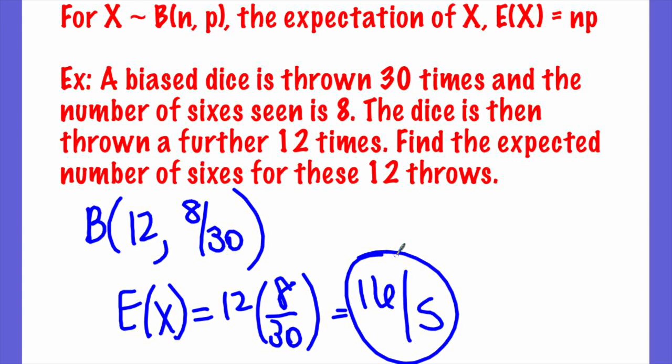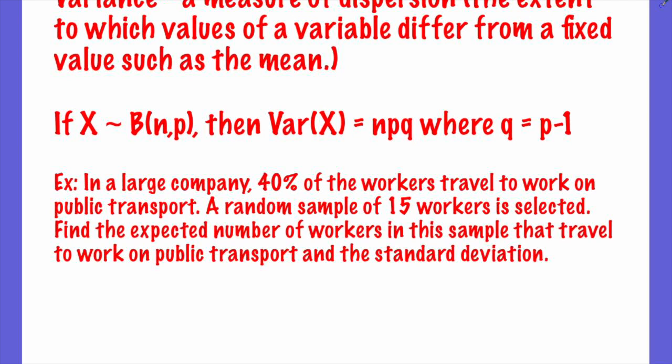Expectation. Okay? Now variance. Variance, this is getting closer to the statistics area, is the measure of dispersion, the extent to which the values of a variable differ from a fixed value such as the mean. You guys probably have heard of variance and standard deviation. Like whenever they compare you to everyone else who takes the SAT or the ACT at the same time, there's a variance or a standard deviation. That's basically what they're talking about, the spread of the scores from the mean.